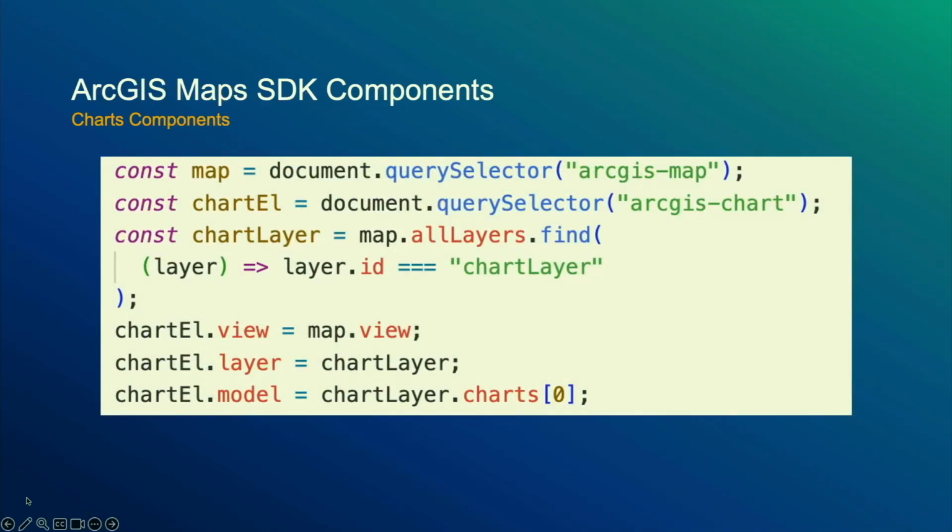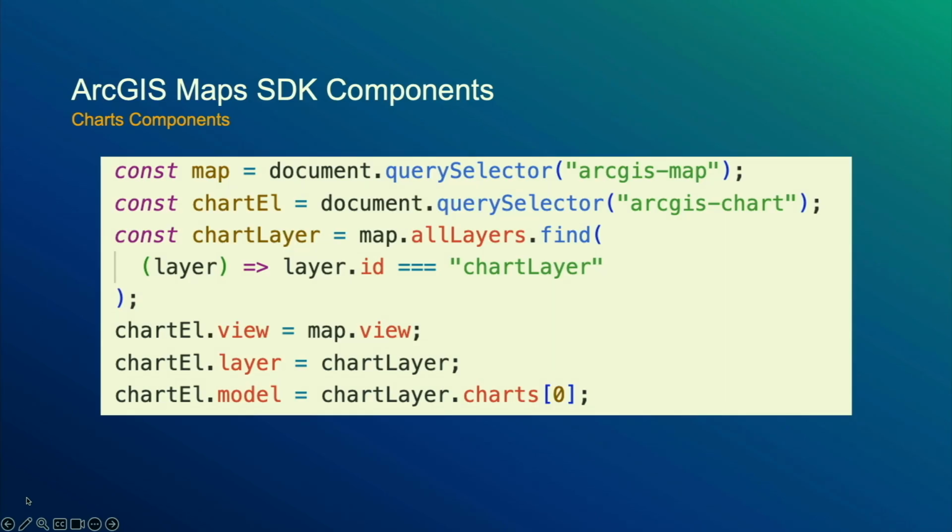So I have a simple graphic here on how to do that. I have a reference to the map, I have a reference to the chart, and I have some logic to look for layers, to look for the chart layer. So map.allLayers.find, with an ID of chart layer. I'll be setting the view with the map on the chart element. I'll be setting the layer as well as the model.